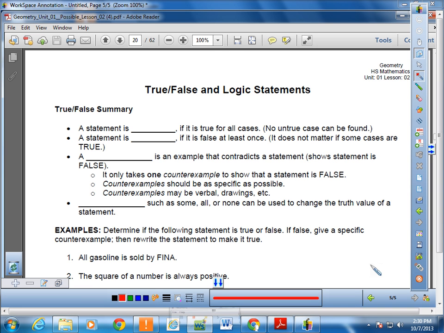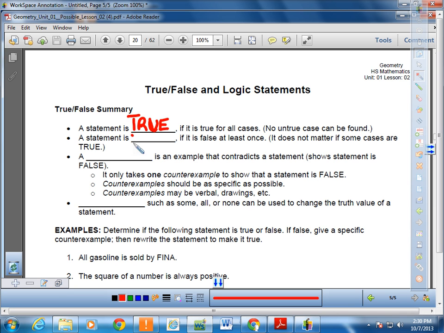Today we're going to be working with true, false, and logic statements. True, false summary. A statement is true if it is true for all cases. So if a statement is true, it is true all the time, every time. There's no case where it is untrue.